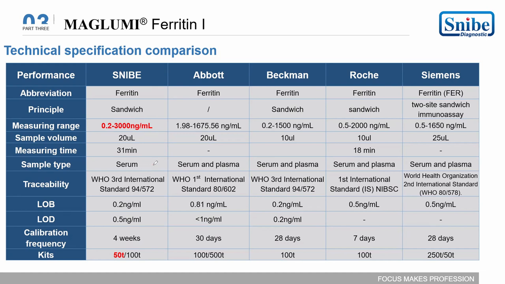Both are recommended on the second generation ferritin, but in the first generation only serum sample type is recommended. The traceability is according to the latest WHO guideline, standard material 94/572. We have equally good results as compared to Beckman and the other competitors. We have a limit of blank detection, a 4 week onboard calibration frequency recommendation, and a 50 test pack size.